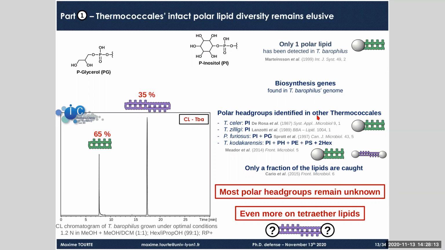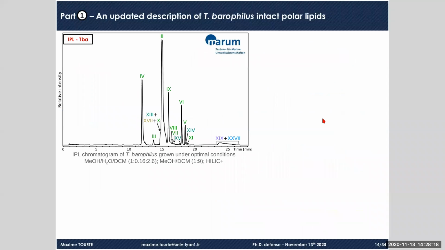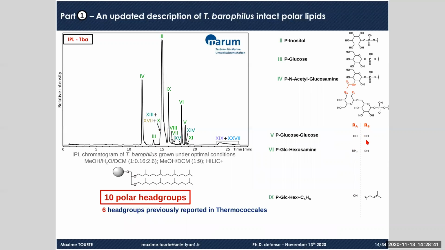So let's see what the technical improvement that we have done can give us in terms of intact polar lipid composition in Thermococcus barophilus. Here you have a chromatogram of Thermococcus barophilus intact polar lipids. The first thing we can see is this major peak here, which corresponds to the typical phosphoinositol diethers that have already been reported for Thermococcus barophilus. But we could also identify other polar head groups.